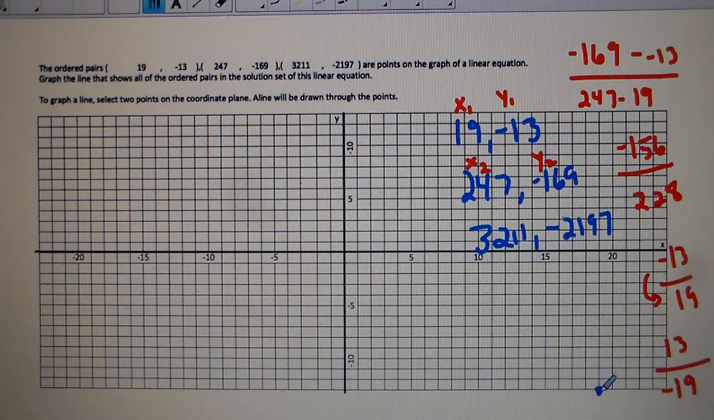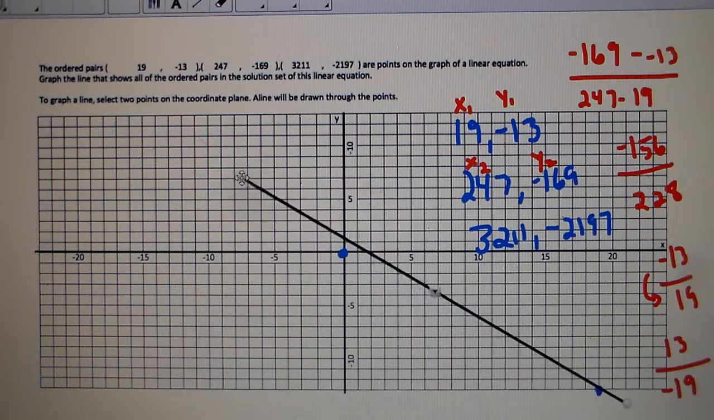So when we do that, that means you go 13 up. Right, takes us right back up to the x-axis. And then you go 19 to the left. And we successfully got our other point. Now we connect them.